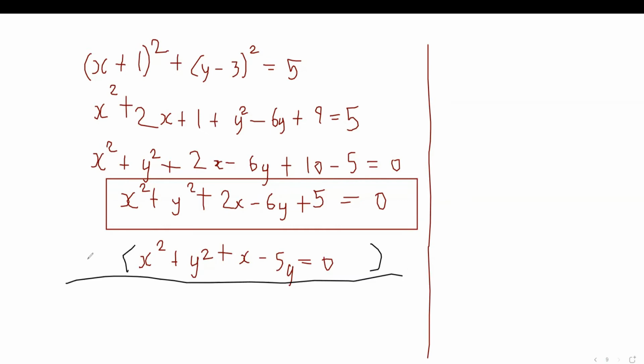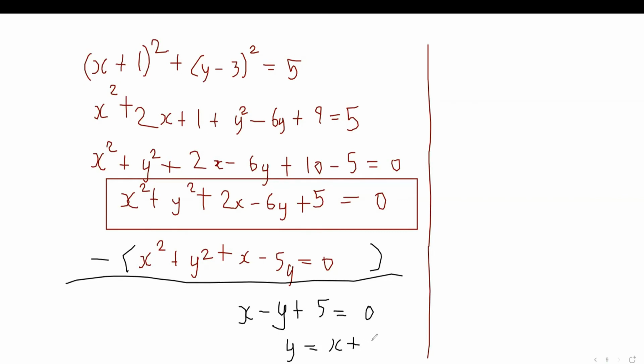x squared minus x squared gone, y squared minus y squared gone, 2x minus x leaves us with x, minus 6y minus minus 5y, minus and minus become plus. So that becomes minus 6 plus 5, which is minus y. 5 plus 5 minus no number is just plus 5, equal to 0 minus 0, which is 0. So from this now we can make y the subject. We end up realizing y is x plus 5.